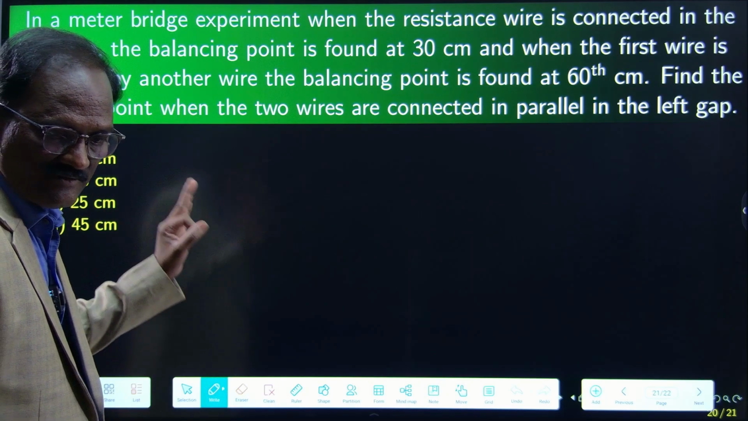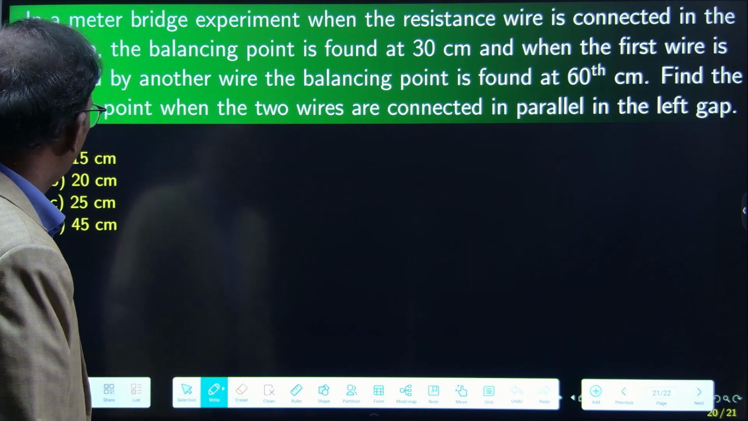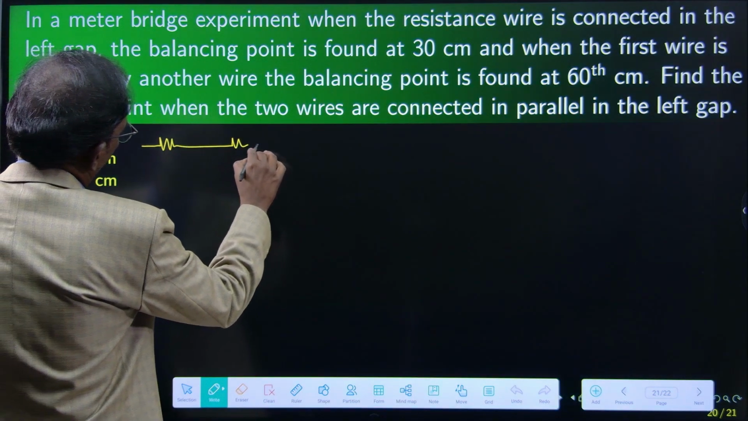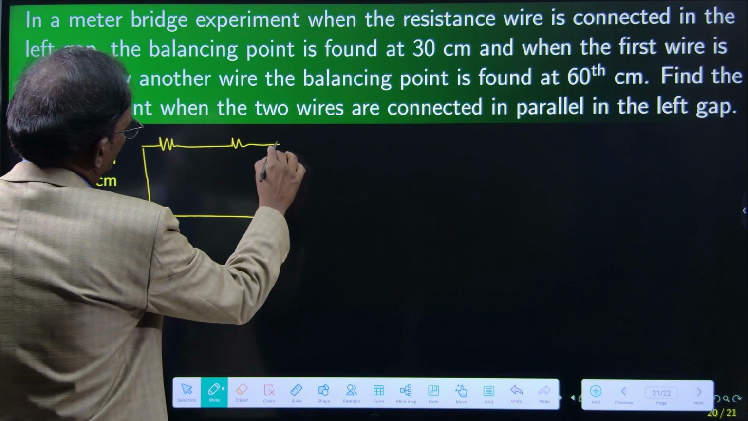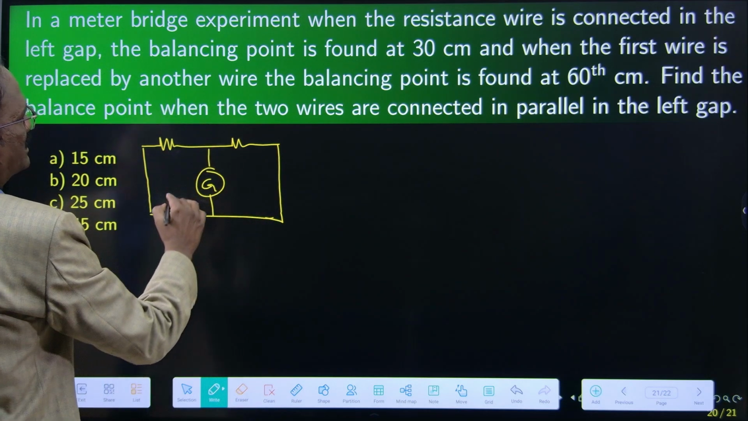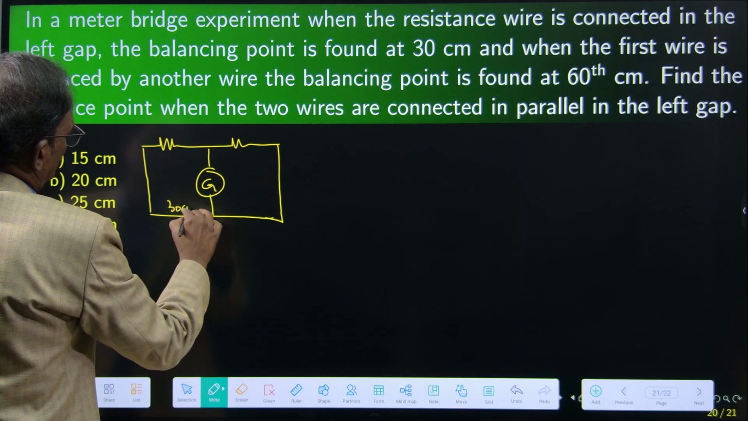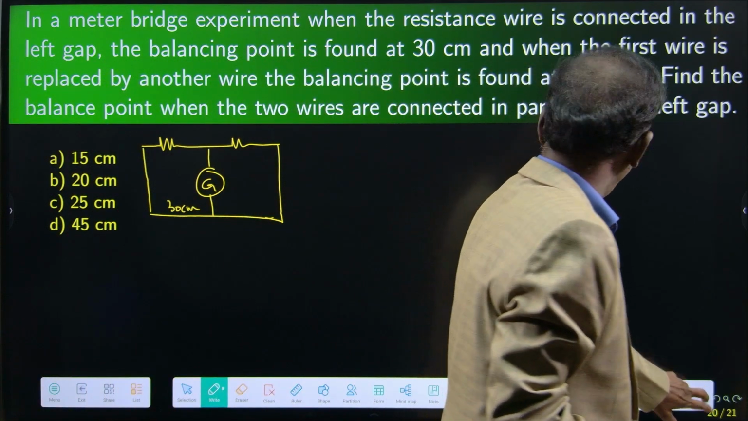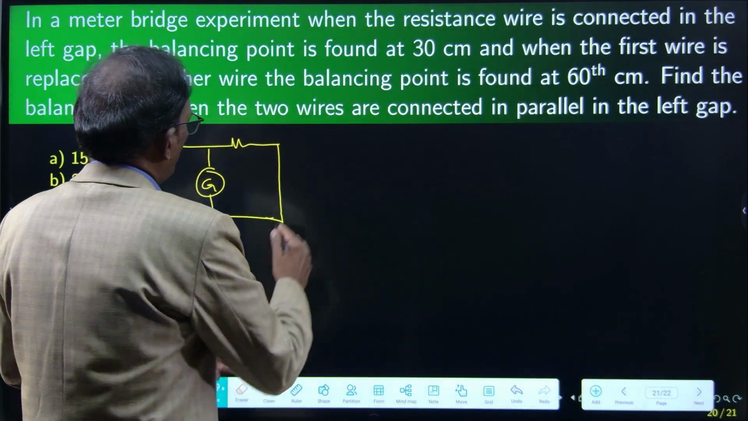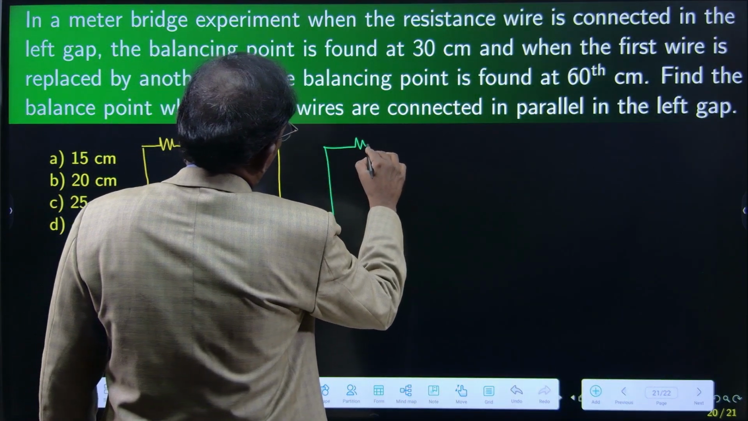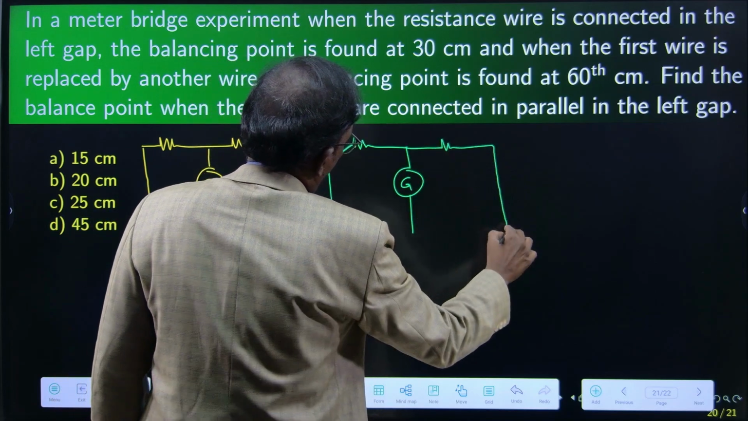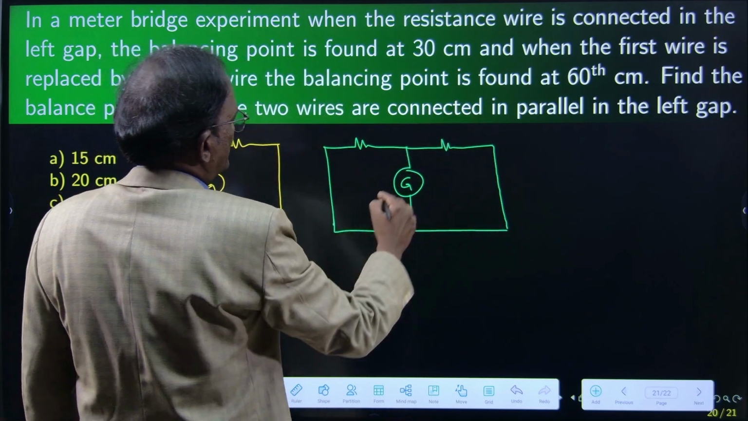They have given 3 cases. Case 1, 30 centimeter. Case 2, 60th centimeter.